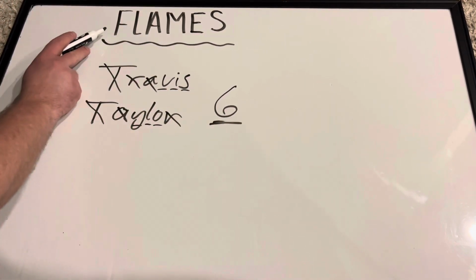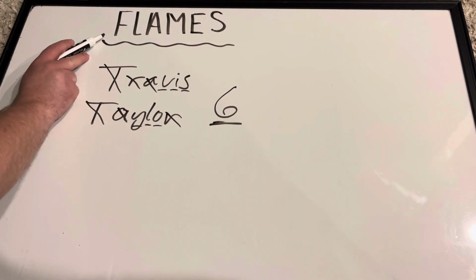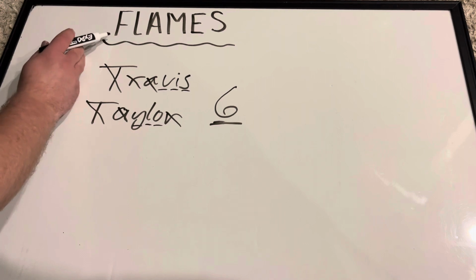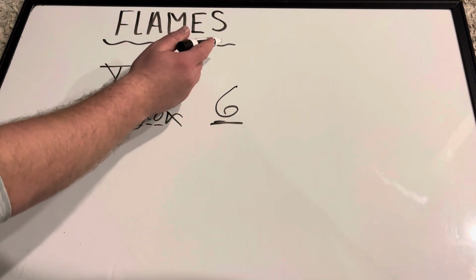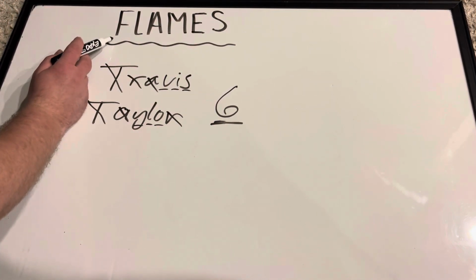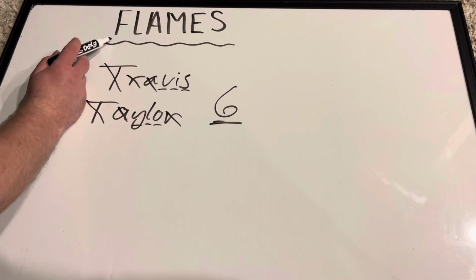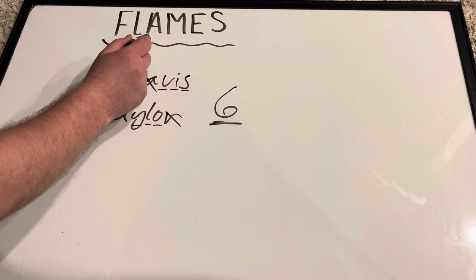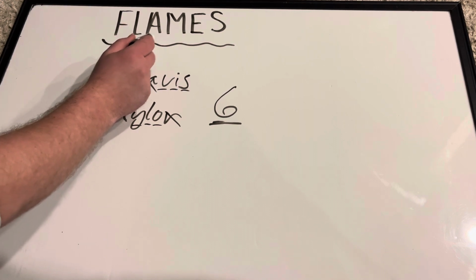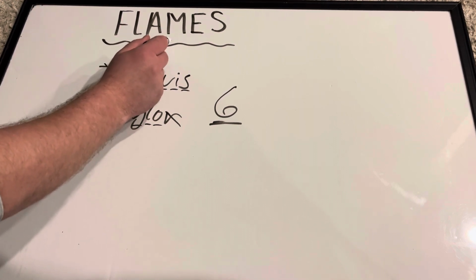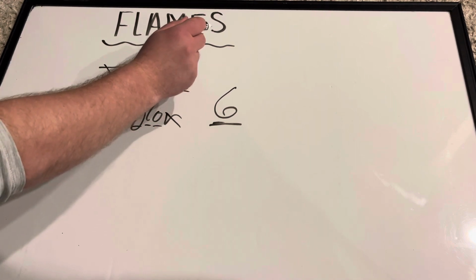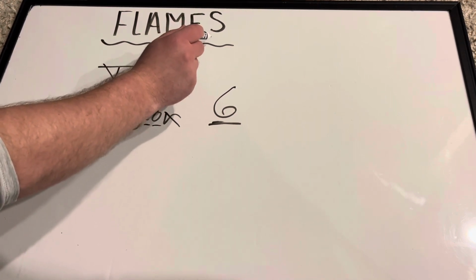Now you go up to the word flames and you're gonna count the number of letters. And each letter stands for what your future could be like. F stands for friends, L stands for lovers, A stands for affectionate, M stands for marriage, E stands for enemies, and S stands for siblings.